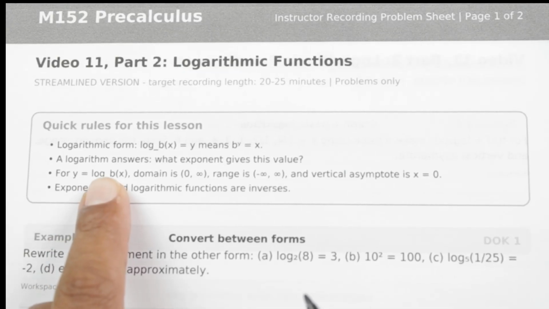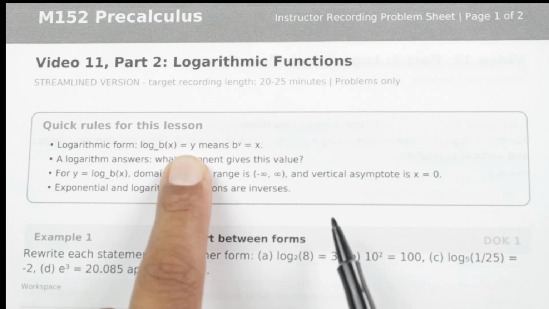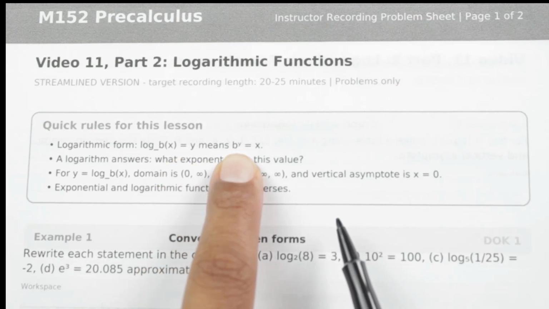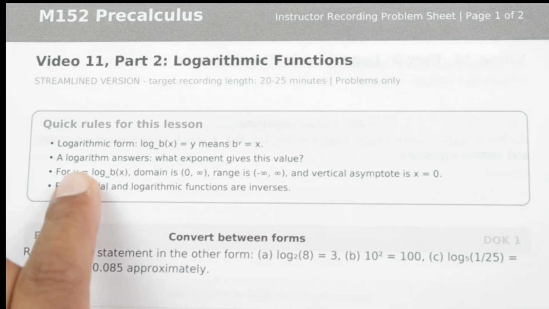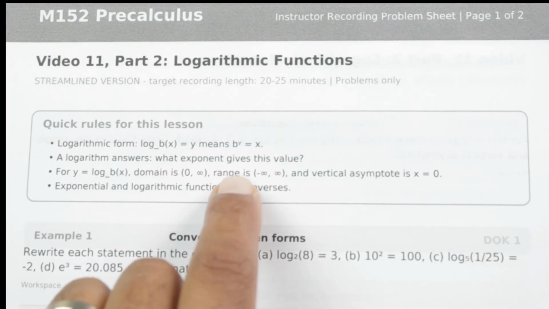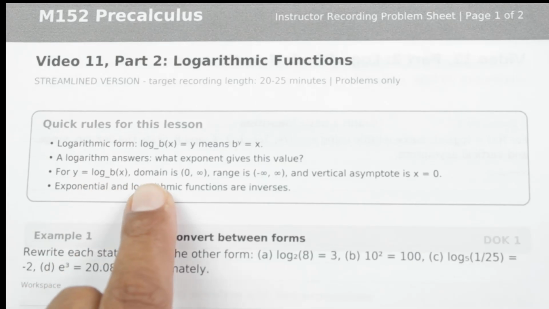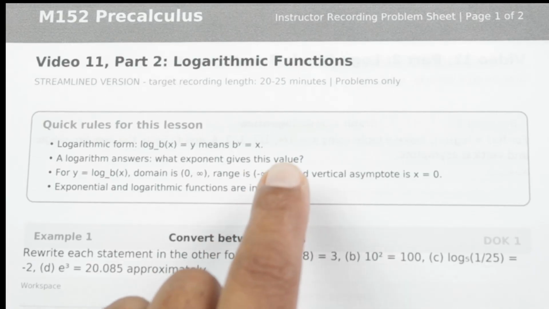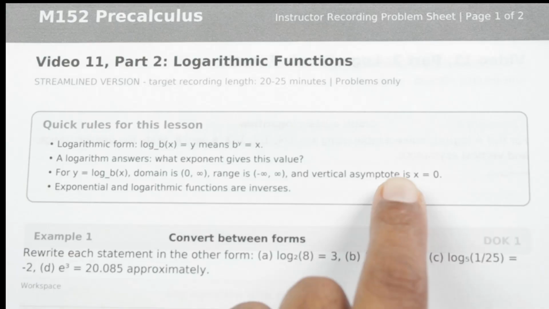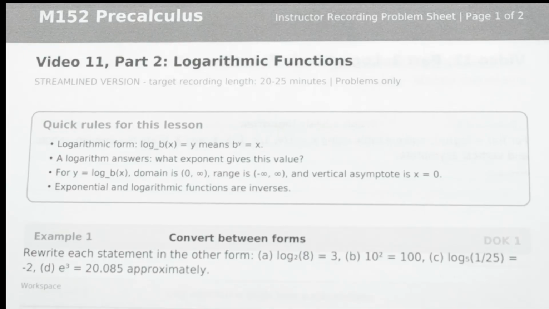So here are some quick rules. You have what it looks like. The log base b of x equals y, and that means b to the power of y equals x. And again, this is the inverse of the exponential. A logarithm answers what exponent gives this value. For y equals log base b of x, the domain is 0 to infinity, and the range is negative infinity to positive infinity, and the vertical asymptote is x equals 0. Exponential and logarithmic functions are inverses, and again, these are the quick rules for this particular lesson.